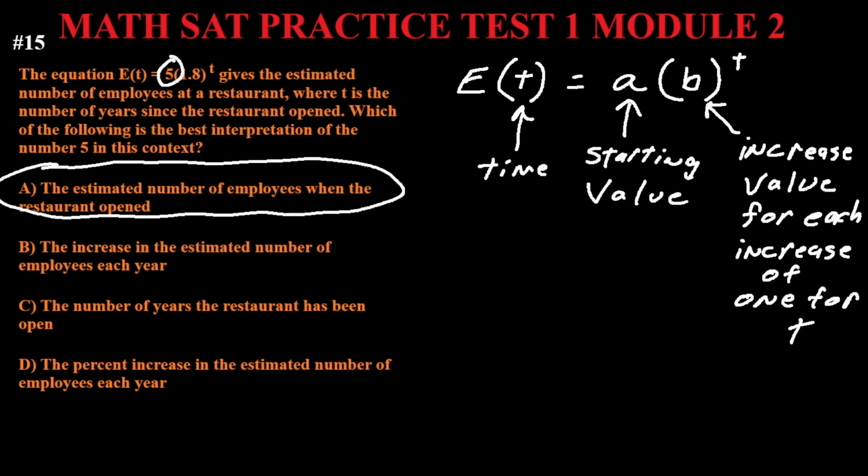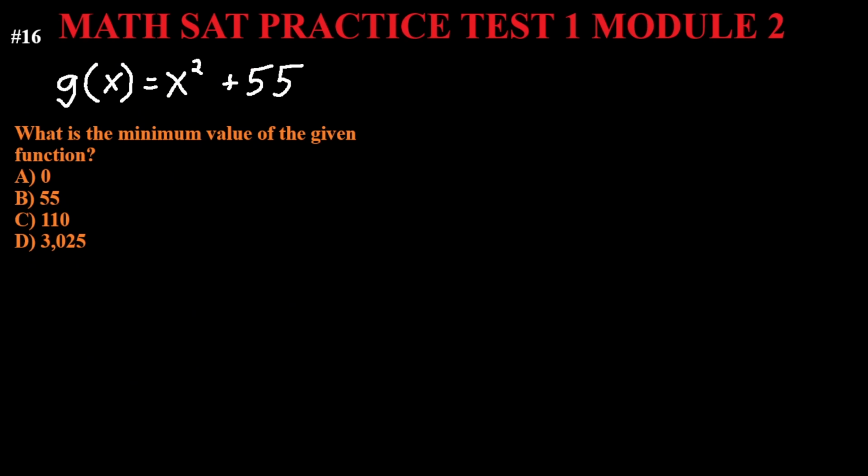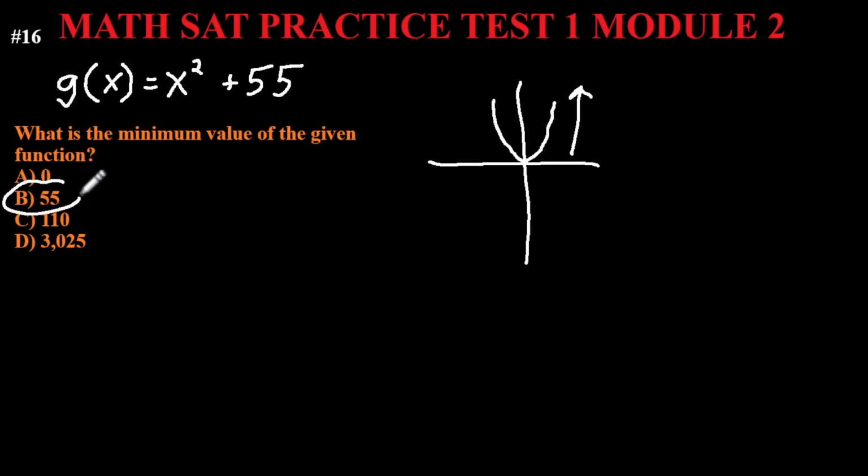They started with 5. What is the minimum value of the given function? G of x equals x squared plus 55. Well, x squared would simply be a parabolic function that comes down to 0, but since we have the plus 55, it shifts the graph up 55. So when x is 0, the minimum value would be 55.